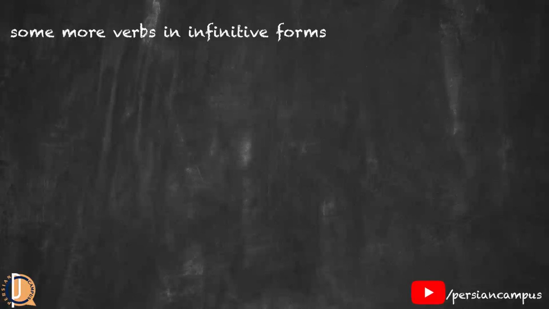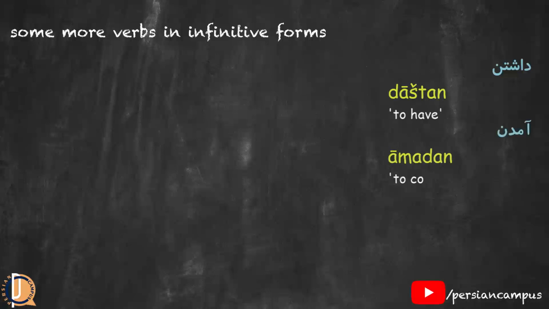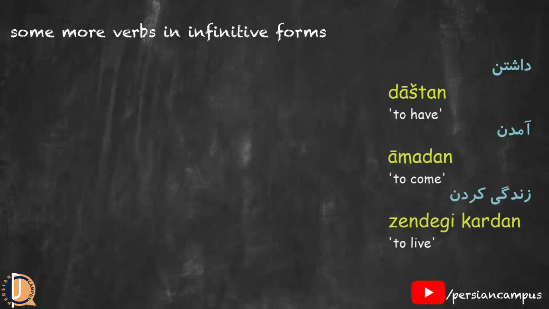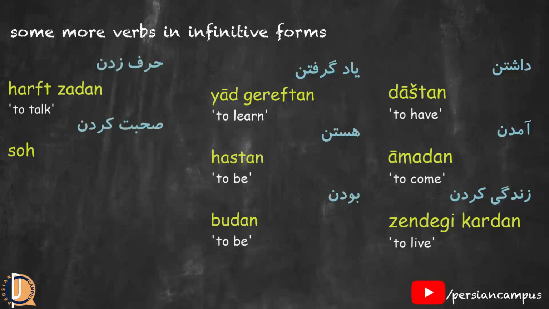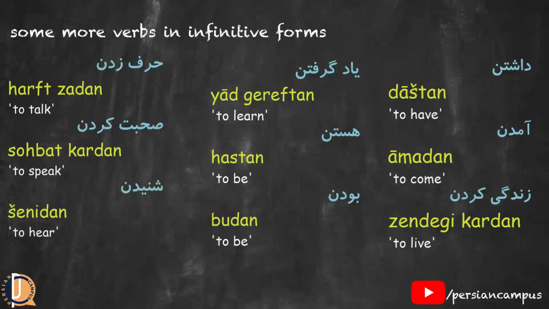Here are some more verbs in their infinitive forms. You already know these verbs and you have seen them in one way or another. داشتن, آمدن, زندگی کردن, یاد گرفتن, هستن، بودن، حرف زدن، صحبت کردن، شنیدن. The best way to remember a verb is to remember its infinitive form. However, when we make a sentence, the verb has to be conjugated. Here are two examples of verb conjugation.